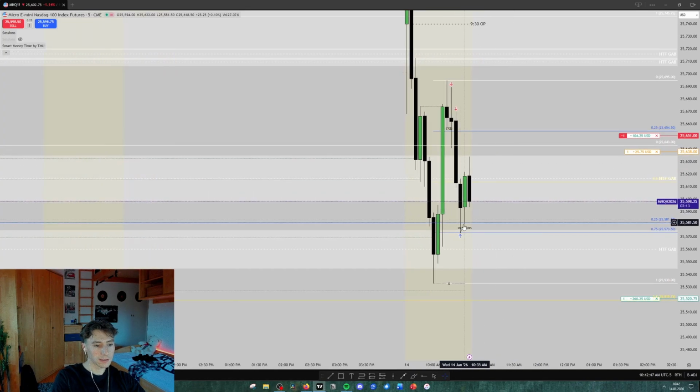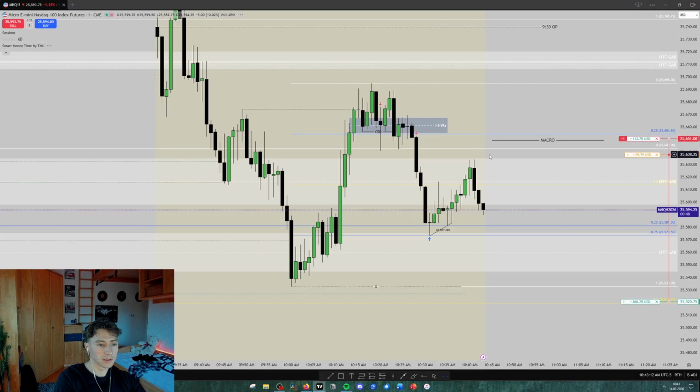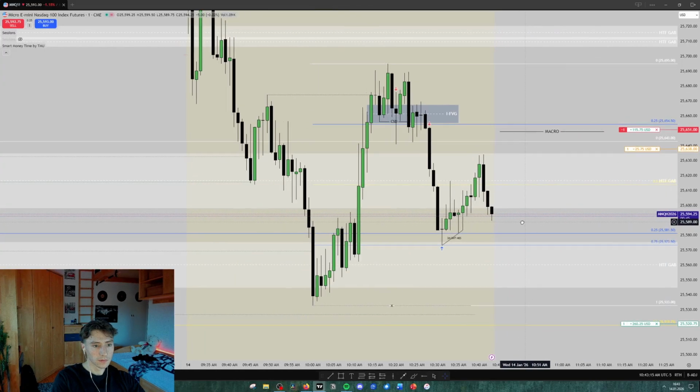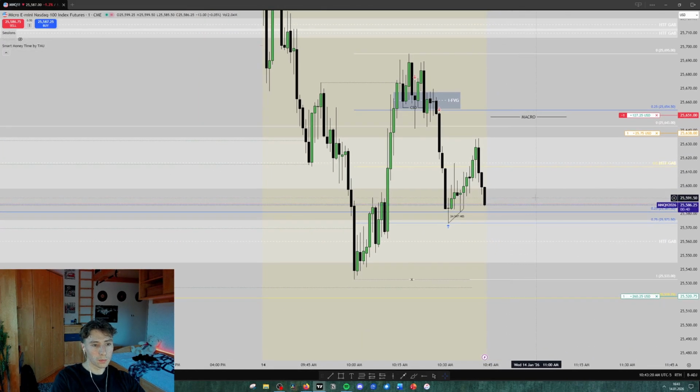Right here, I regard the wicks as engineered sell liquidity. I would like to see that we still come down, and the next target would be the consequent encroachment of the higher time frame gap right here. It would be ideal if a high in here would already be in play and that we don't trade above the wick right here. So that's basically it, and I expect that we form a low in here within the London close macro.